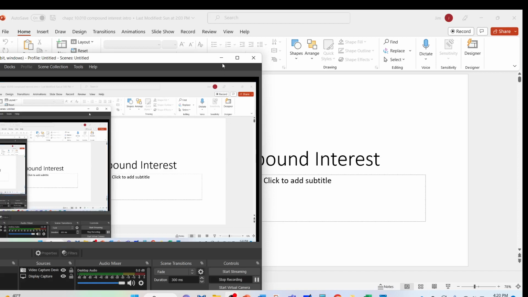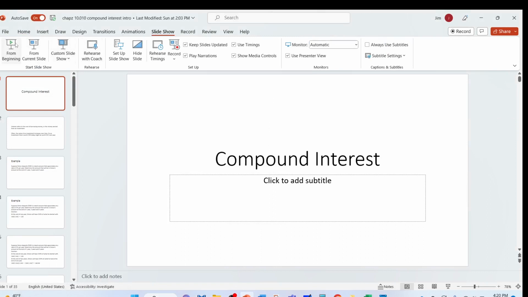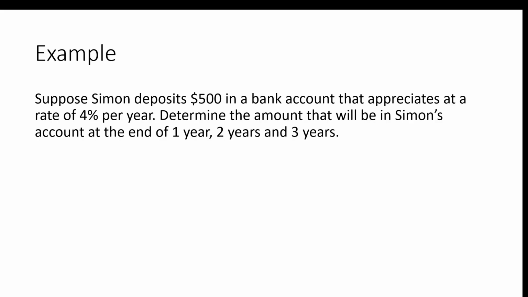In this video, we're going to talk about compound interest. Interest refers to the cost of borrowing money or the money earned from an investment. Often, the value of an investment increases over time. So an investment that's worth $50 today might be worth $52 next year. That extra $2 is interest.